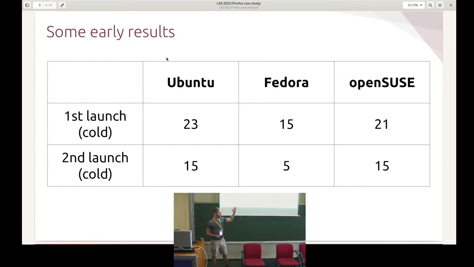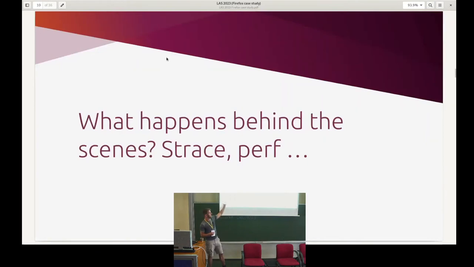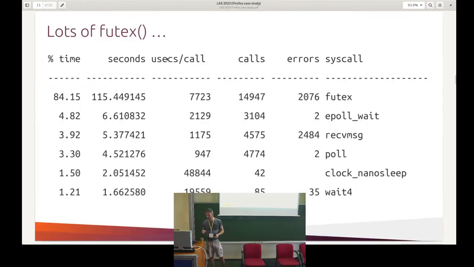Yes, Ubuntu uses AppArmor. Fedora uses SELinux, which means, let's see what happens behind the scenes. Now I'm going to show you a little bit of technical information of different measurements we did to try to understand the ecosystem a little bit better.